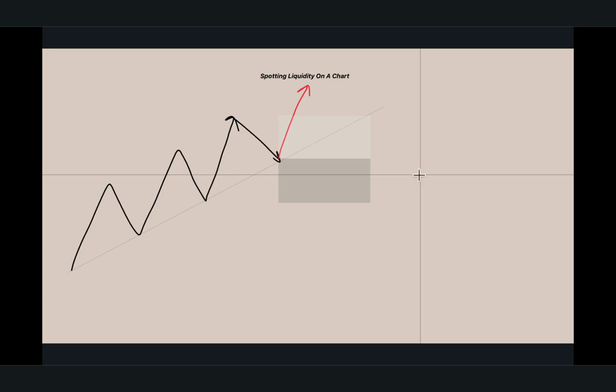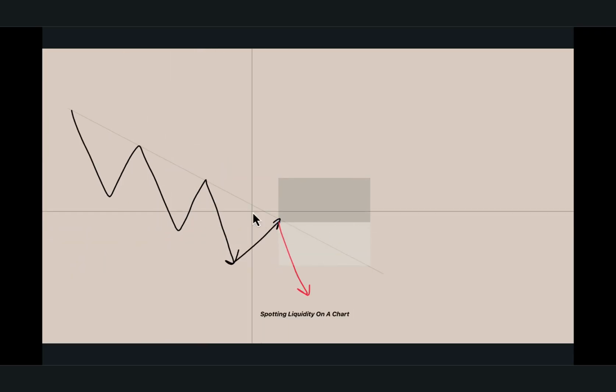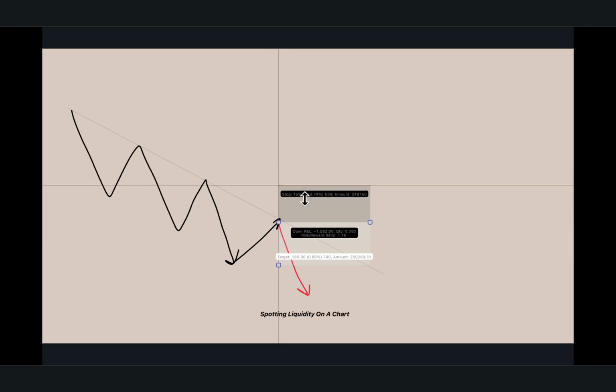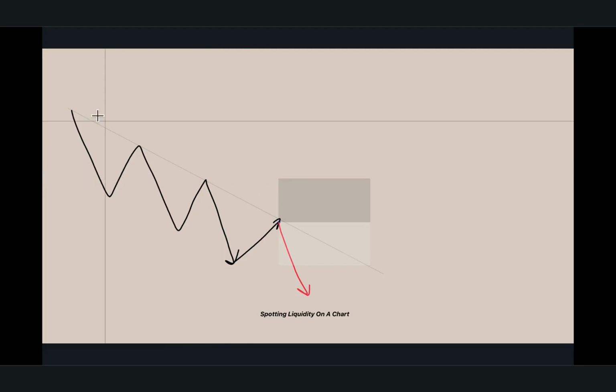Whenever there's liquidity on the lows of price, we call it sell side liquidity. Vice versa, if we flip this around, people would be putting their stop losses either right above that trend line or at the previous high. So we'll call it buy side liquidity whenever it's on the highs.